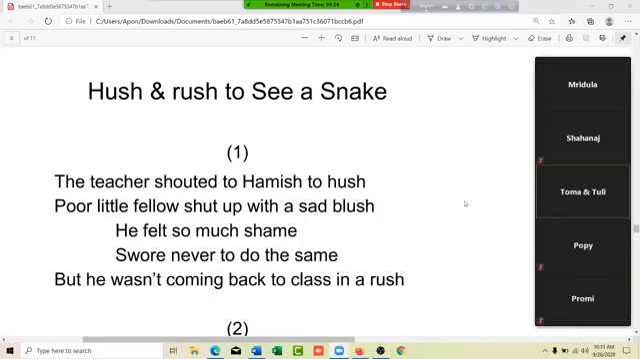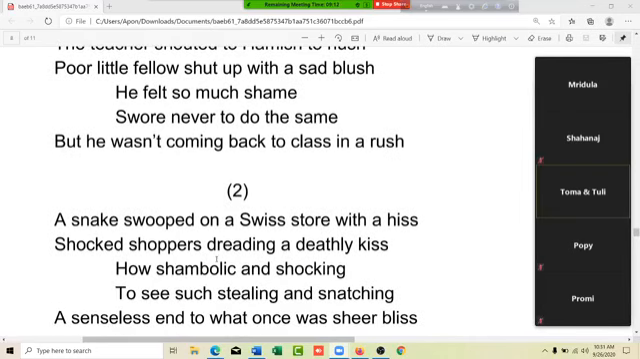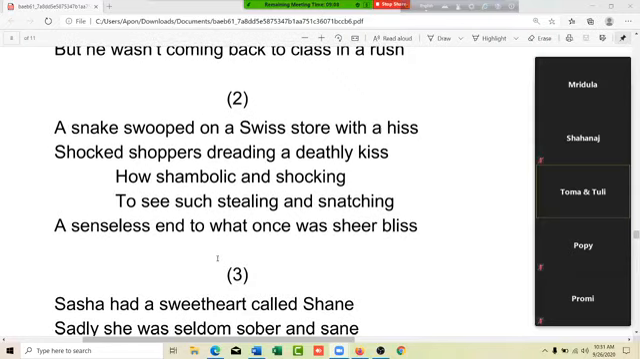Hush and rush to see a snake. The teacher shouted to Hamish to hush. Poor little fellow shut up with a sad blush. He felt so much shame, sworn never to do the same. He wasn't coming back to class in a rush. Poem number 2. A snake swooped on a Swiss store with a hiss. Shocked shoppers dreading a deadly kiss. How symbolic and shocking to see such stealing and snatching, a senseless end to what once was sheer bliss.